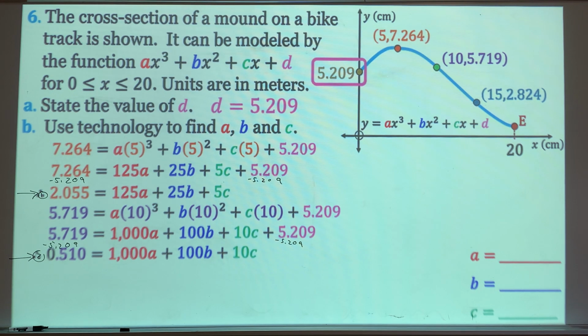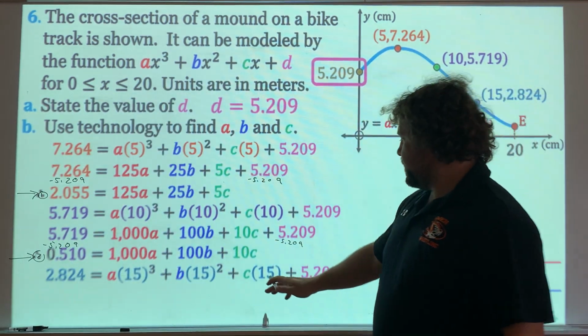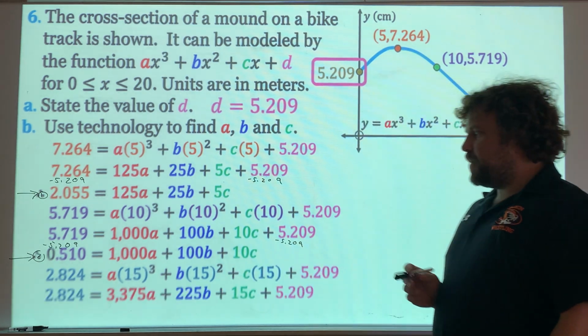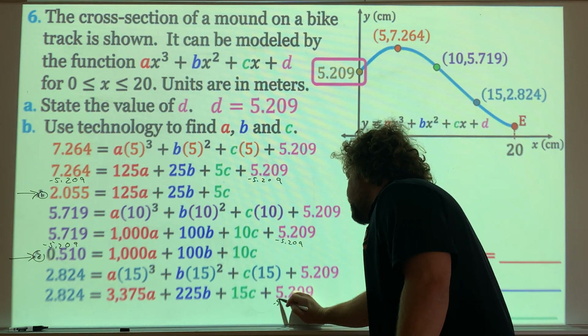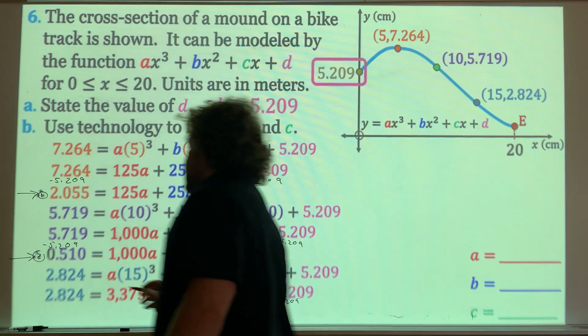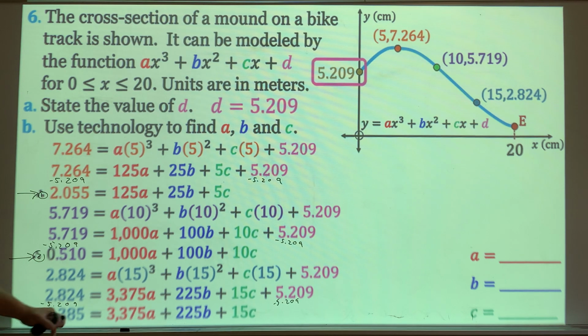Next thing we're going to do. What do we do next? We're going to type in the next one. 2.824 equals a times 15 cubed plus b times 15 squared plus c times 15 plus, don't forget to add your d. Expand the 15s. What do we do with this number? We're going to subtract, once again, 5.209 to cancel that out. Now watch what happens here. I get a negative number. Is that allowed? Of course it's allowed. And we're going to put the negative number in the equation. Negative 2.385 equals 3,375a plus 225b plus 15c.